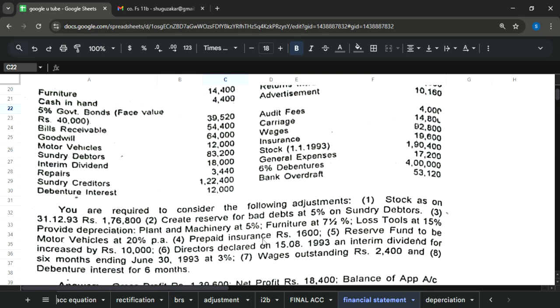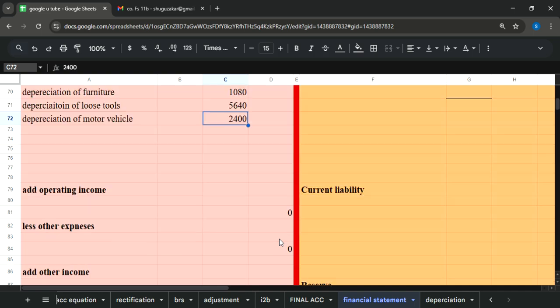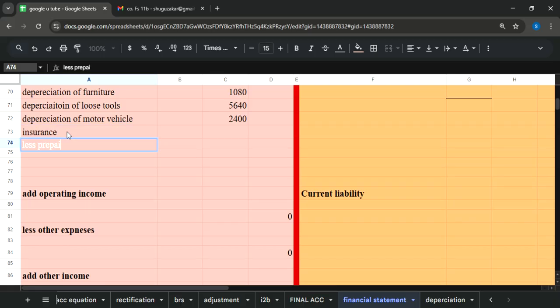Now next step is fourth adjustment, prepaid insurance. Insurance is part of operating expenses. So here first we will write insurance, and we will subtract its prepaid.